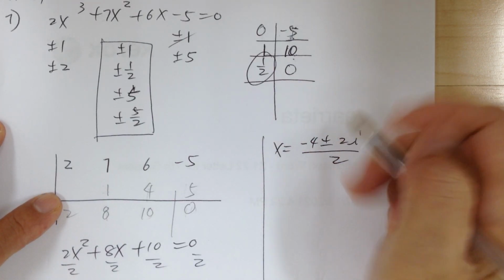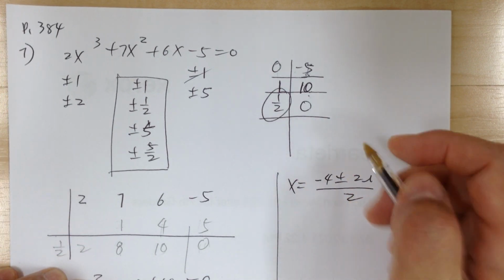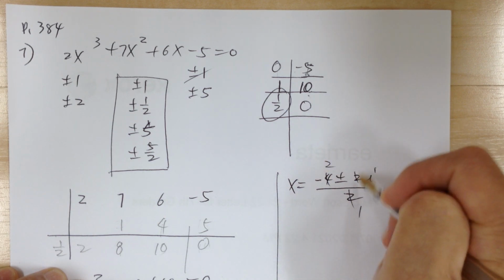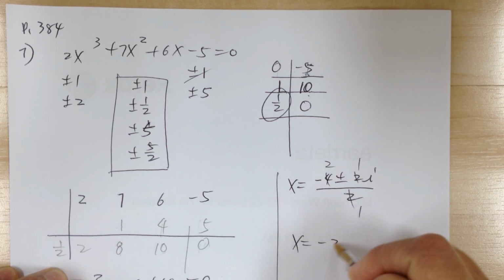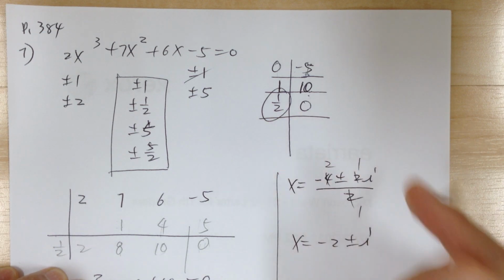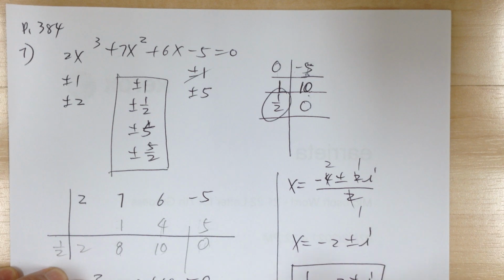And divide everything by 2. Now remember there are 3 parts, so when you divide, you have to divide all 3 parts: divide by 2, divide by 2, divide by 2. So x will equal negative 2 plus or minus i. Now you can write down all your answers. The first answer is 1/2, and the second and third will be the conjugates. Those are your 3 answers.